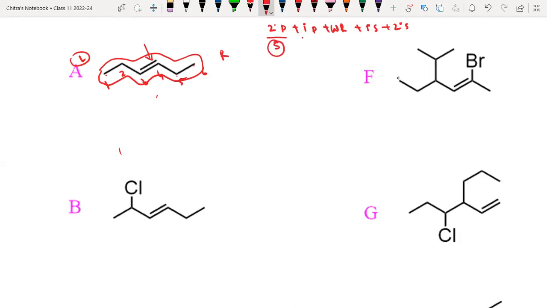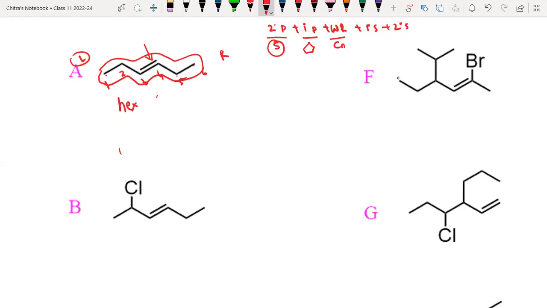What about primary prefix? It tells about the cyclic nature of the compound. Is it cyclic? No, so forget about it. Then word root, it tells about the number of carbon atoms. So how many carbons do we have? 6. So for 6 we have to write hex.